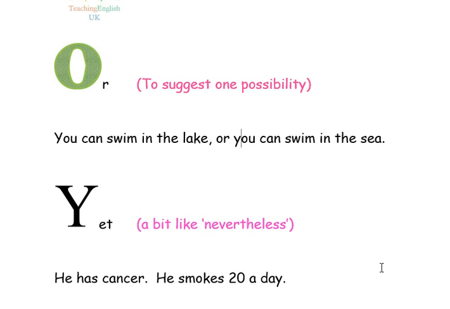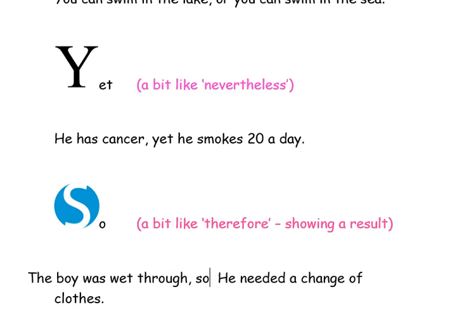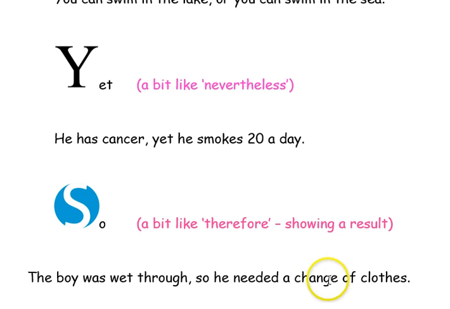Next we move on to yet. Now this is a little bit like nevertheless. Sometimes people use but there is a subtle difference. He has cancer. Get rid of the full stop. Yet he smokes 20 a day. Moving on to so. Again, this is a bit like therefore. It shows a result. The boy was wet through. Get rid of the full stop. So he needed a change of clothes.